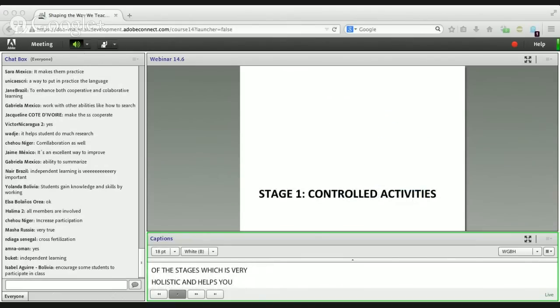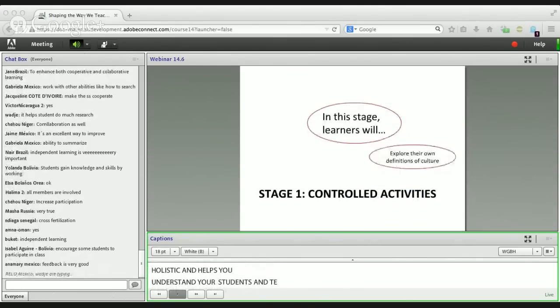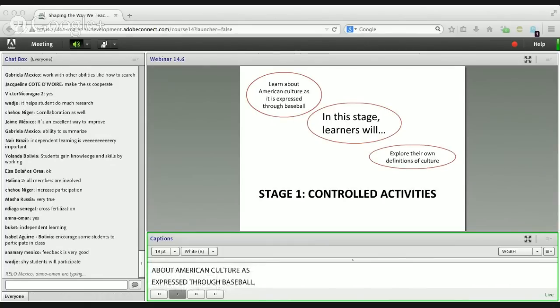Absolutely. All right. So stage one, in this stage, learners are going to explore their own definition of culture. This is a lot of fun. Learn about American culture as it's expressed through baseball. Now, this isn't necessarily a project about baseball. However, it will be very useful to use baseball and the materials that we have as an example before they begin exploring their own sport.